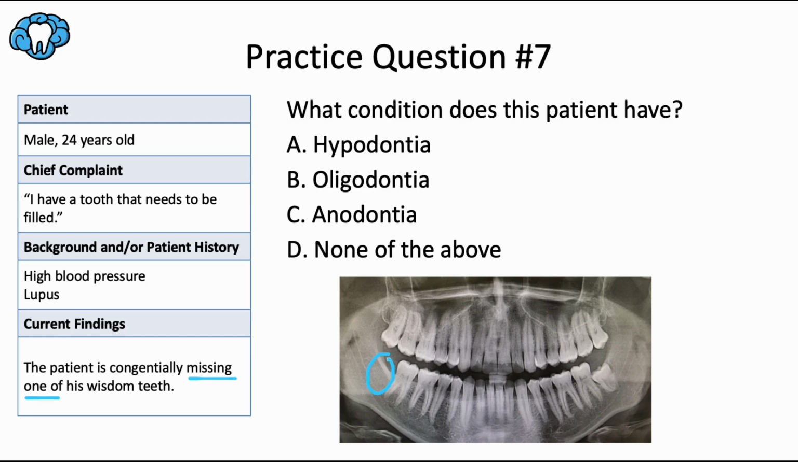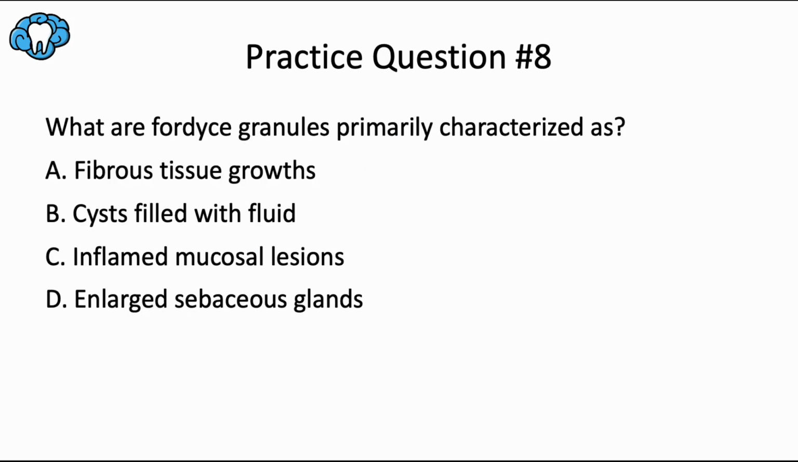Missing third molars do not count toward your congenital absence tooth count for any of these conditions. Hypodontia is missing 1 to 5 teeth, not including wisdom teeth. Oligodontia is missing 6 or more teeth, again, not including wisdom teeth. And anodontia is missing all of your teeth. So since this patient is not missing any teeth besides tooth number 32, they actually do not qualify for any of these conditions, not even hypodontia. So the answer to this question is D.